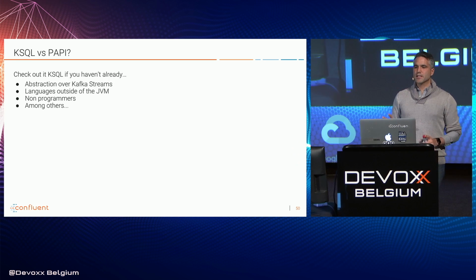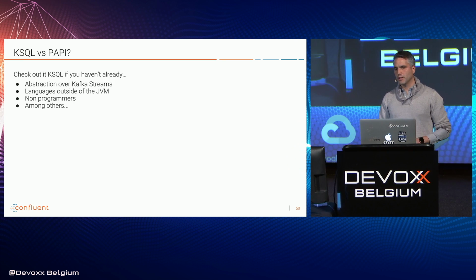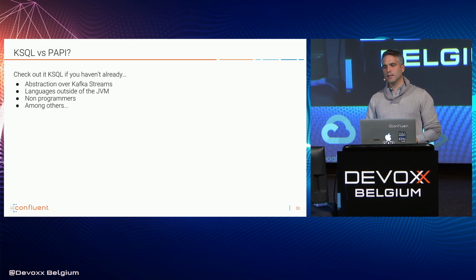So another comparison that we make quite often is KSQL versus the processor API, or KSQL versus Kafka Streams. KSQL is relatively new, though it's been out for quite a while now. It's a SQL engine on top of Kafka Streams. And it's a really cool engine, a really cool product. You can think of it as another abstraction over Kafka Streams.